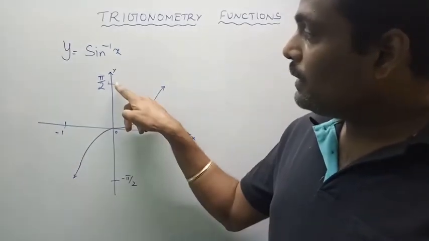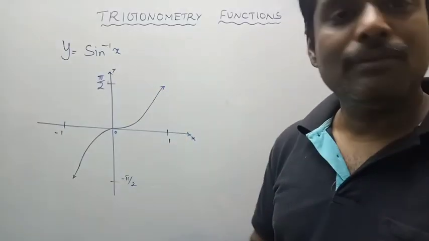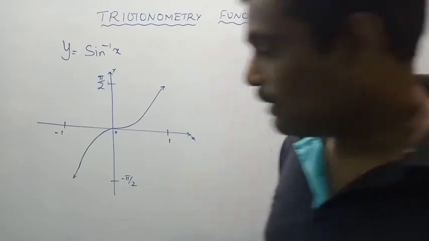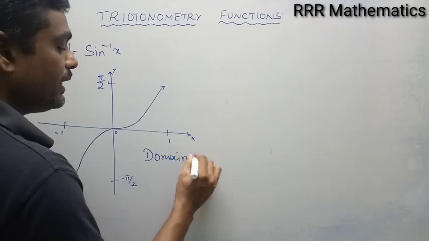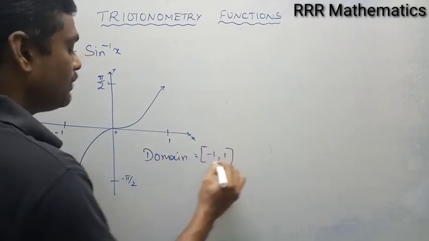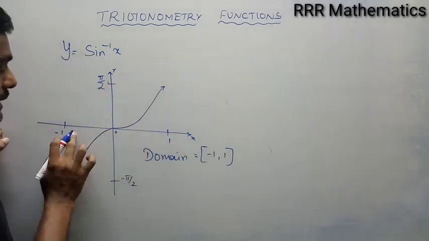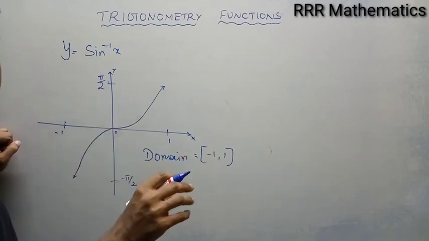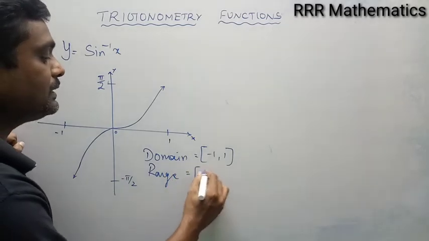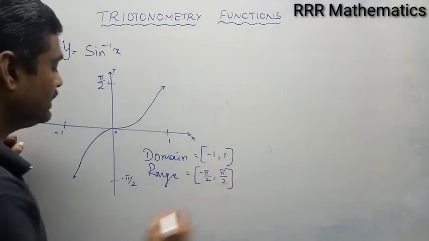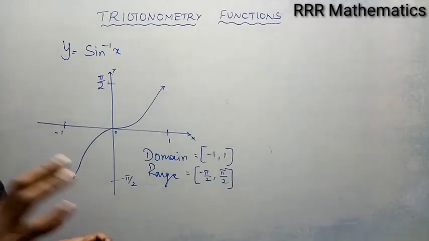And the range will be: it will reach 90 degrees and it will reach minus 90 degrees. So it lies between minus 90 and plus 90. In the graph itself we can understand this. Therefore the domain will be minus 1 comma plus 1. So for sine inverse x, the set of all x values is minus 1 to plus 1. That is the input or domain. And the range, the output, will be minus 90 comma plus 90. So the output of sine inverse x lies between minus 90 degrees and plus 90 degrees.